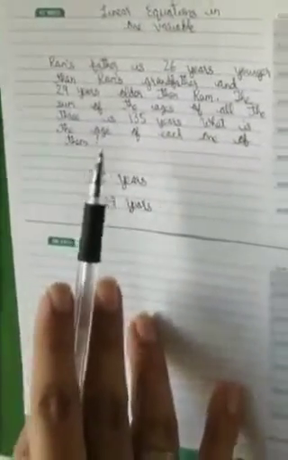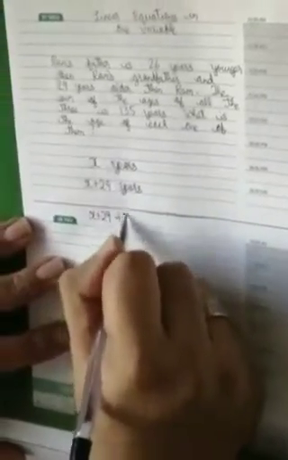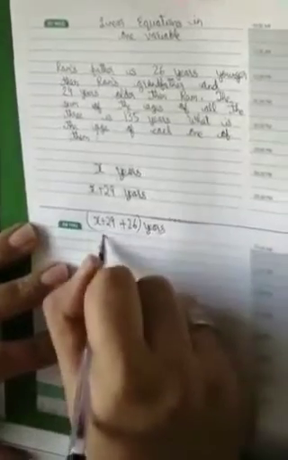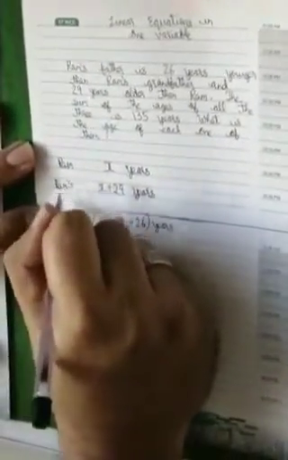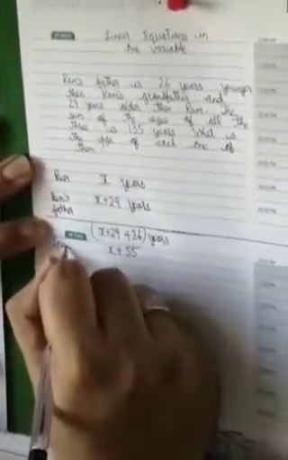And what do we know about his grandfather's age? Ram's father is 26 years younger than Ram's grandfather. So for Ram's grandfather, we add 26 to Ram's father's age, which gives x plus 55. So the first is Ram, this is Ram's father, and this is his grandfather.